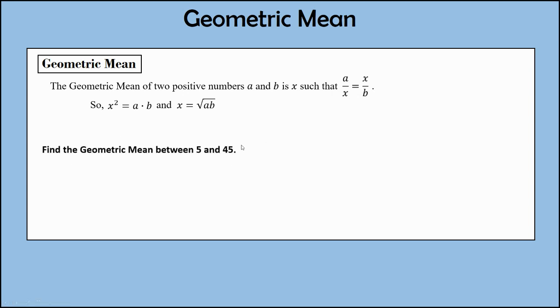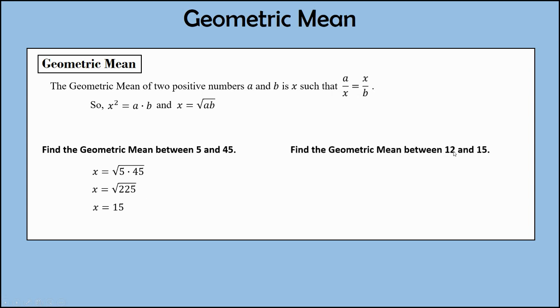So you may start out with simple questions like this. What's the geometric mean between 5 and 45? Well, the geometric mean would be the square root of the product of those numbers. In this case, it would be the square root of 225, and the square root of 225 is 15. So the geometric mean of 5 and 45 is 15.